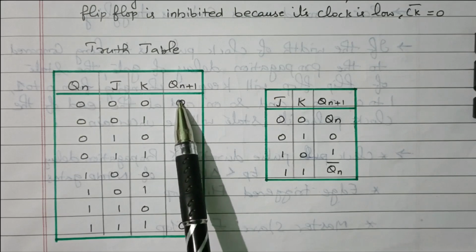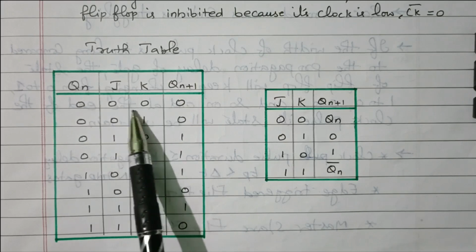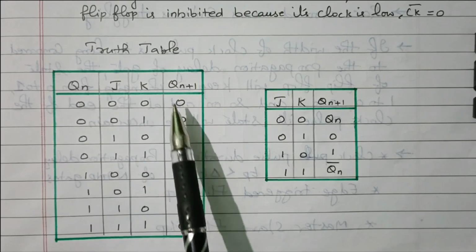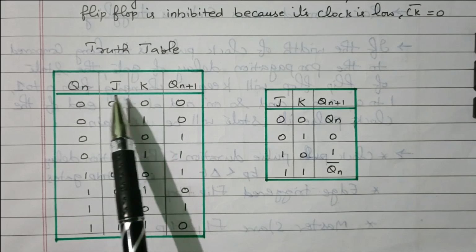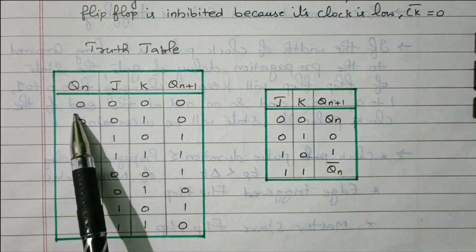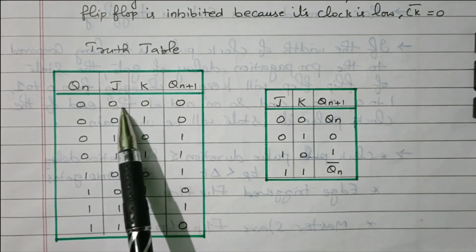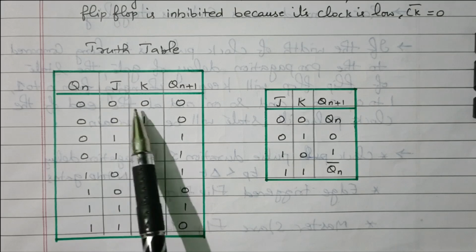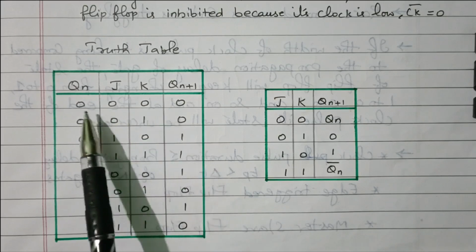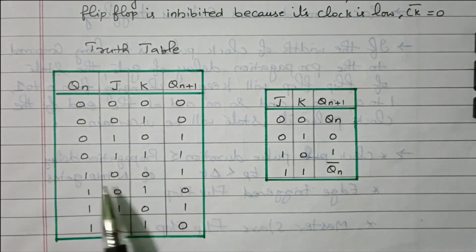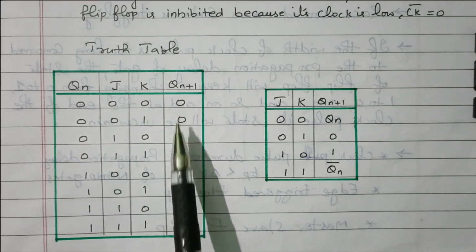So the next state output depends upon the present state output as well as the inputs J and K. So Qn plus 1 depends upon the two inputs J, K and the previously available output Qn. Now we'll see the combinations. If both J and K are 0, what is the present state? The same thing will be reflected. 0 means 0, 1 means 1. The present state and next state are the same.